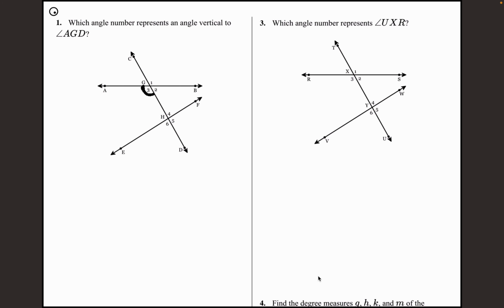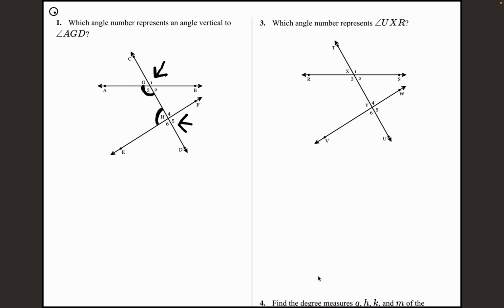Yeah, Breck? We're not finding the value. Yeah, angle 1. Angle 1 is going to be vertical to angle 3. What if I said this angle right here? What angle is vertical? Our angle 5. Perfect.